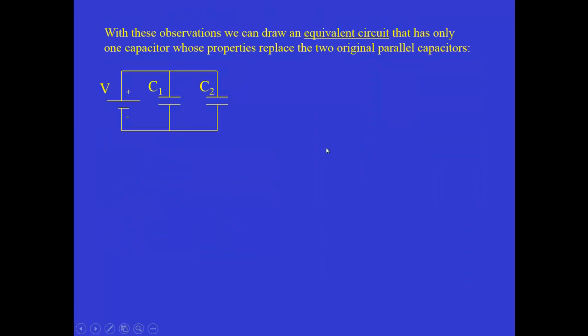So with these observations, we can draw up an equivalent circuit that takes the original circuit indicated here, including a battery, and replaces it with a single equivalent capacitor. So the idea is, can we write down an equivalent circuit where we have just one capacitor that has the same effect as these two in parallel? So our goal now is to try to find an expression for C equivalent in terms of C1 and C2. Is it equal to their sum, or could it be something different?